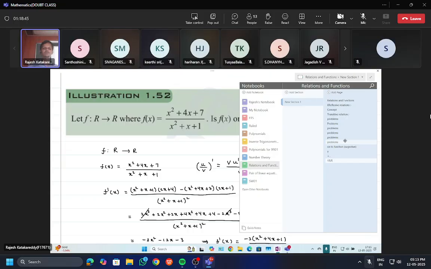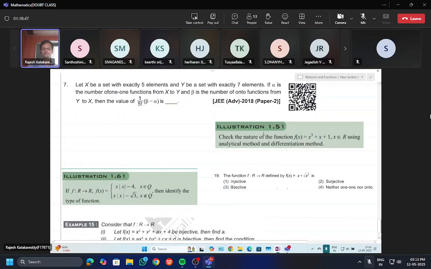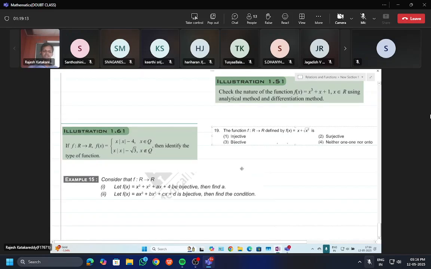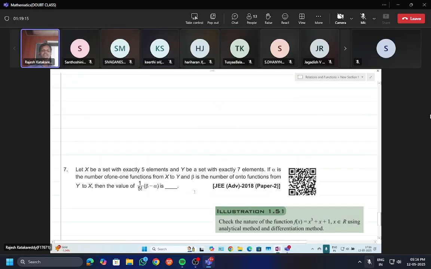See, there are a few problems like this, the model problems. You can try this one, the highlighted one, 1.51. Note it down as homework. Try at home. There are some problems in our book where they are asking 1-1 onto nature. One exercise will be there. Try that exercise. 1.61 I'll teach. This is an exercise problem only, the 19th one. Example 15 also I'll teach.